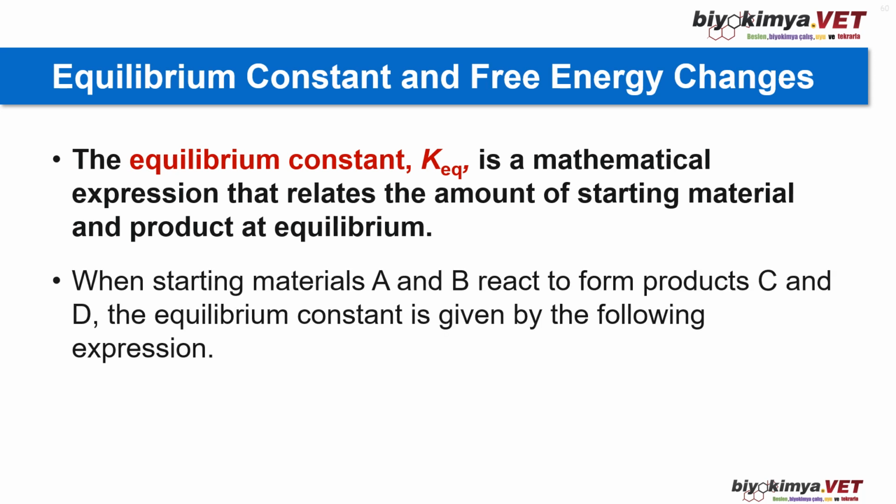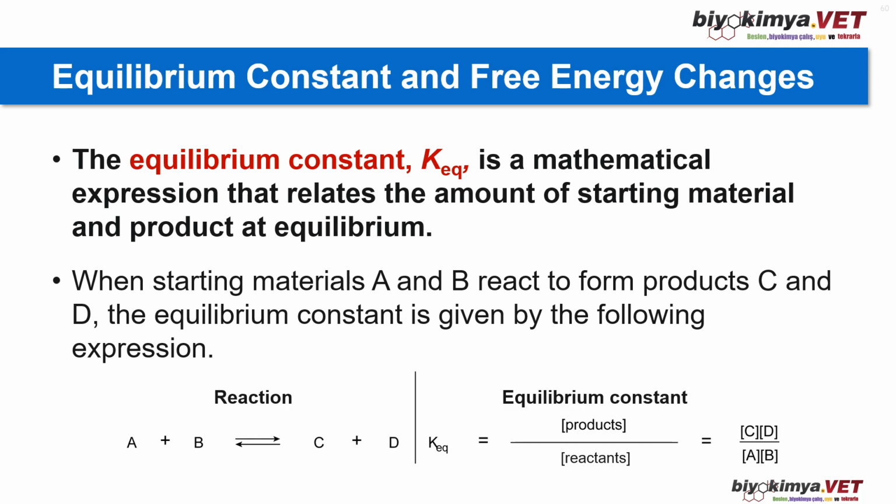When starting materials A and B react to form products C and D, the equilibrium constant is given by the following expression. So A plus B gives C plus D. So this is the part of starting material and the product. The equilibrium constant is equal to the concentration of the products divided by the concentration of reactants. That's the concentration of C times the concentration of D divided by the product of the concentrations of A and B. This will give the equilibrium constant.